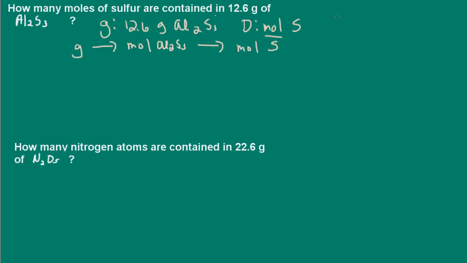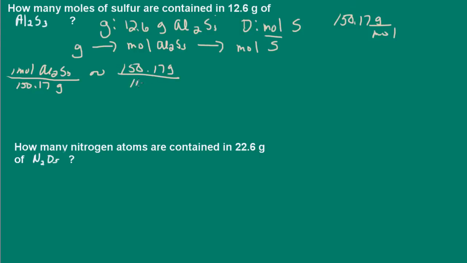And the molar mass is 150.17 grams per mole. So we have that. So I can write out the conversion factors for that. So 1 mole of aluminum sulfide is 150.17 grams, or I can write it as 150.17 grams over 1 mole of aluminum sulfide. Great. So I have the conversion factor then for this first arrow.